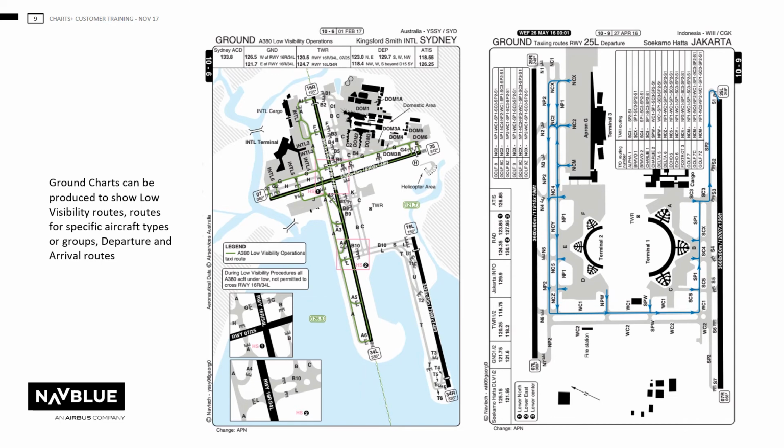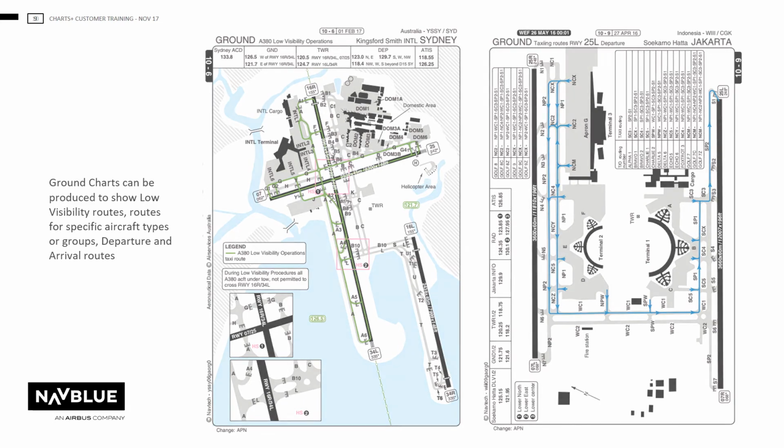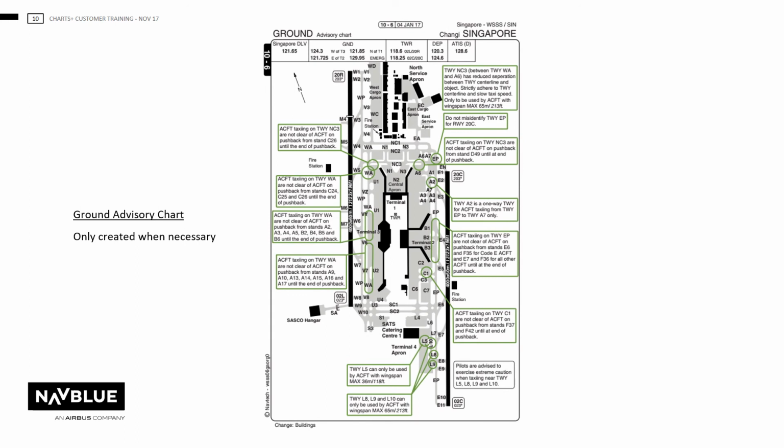Should the state issue particular routes for low visibility procedures or routes for specific aircraft types, ground charts will be produced with the relevant titles, as seen here. Ground advisory charts will only be created when necessary to show clarification.